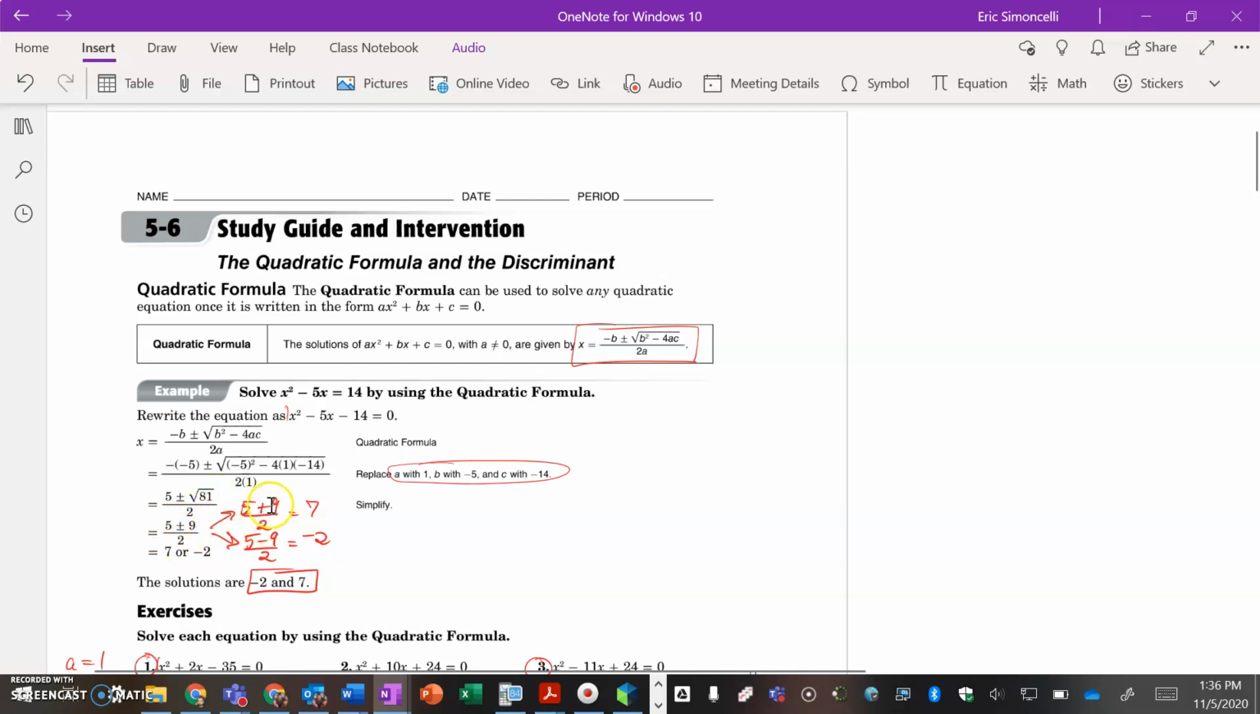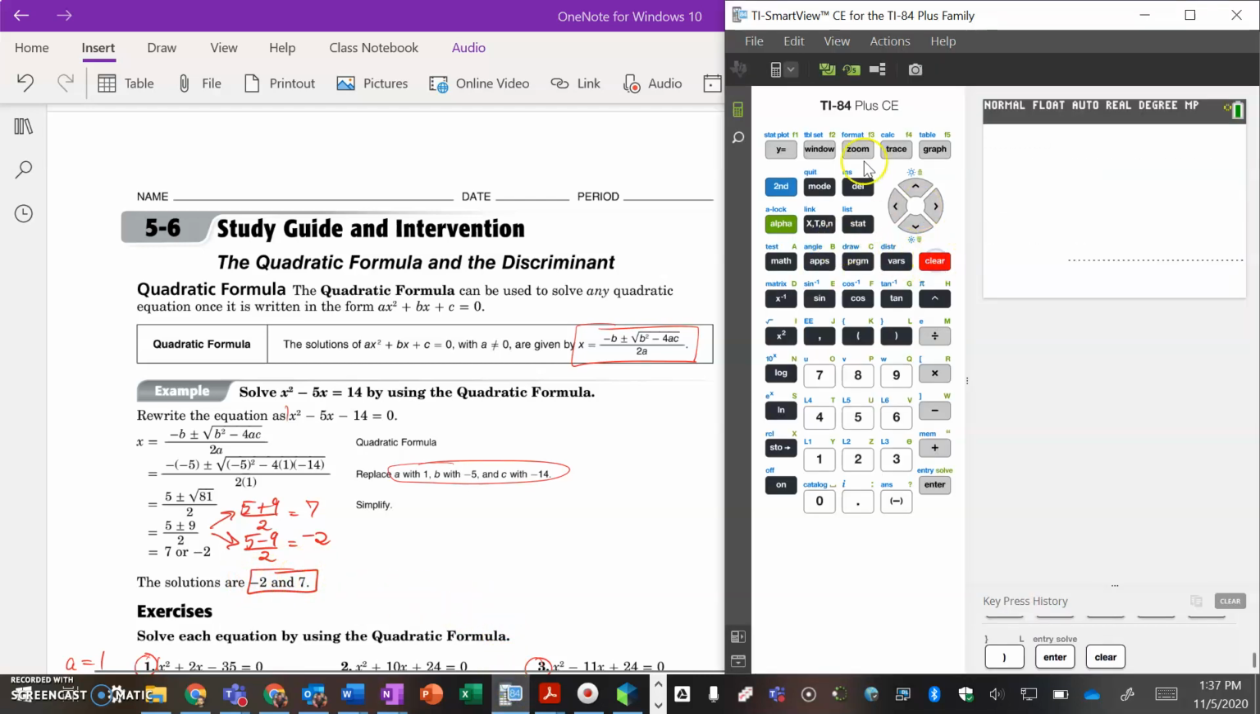5 plus 9 over 2, what? 14 over 2, of course, is 7. And 5 minus 9 over 2, 5 minus 9 being negative 4, divided by 2, is negative 2. So the two solutions of this quadratic are in fact negative 2 and 7.